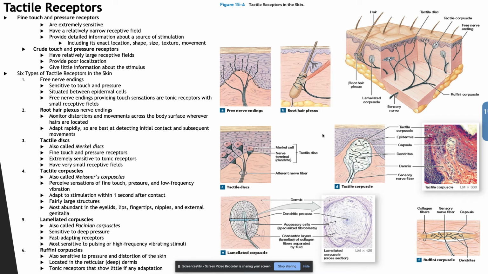Tactile discs, or Merkel discs, are fine touch and pressure receptors associated with sensitivity to shape and texture. They're extremely sensitive tonic receptors with very small receptive fields. The flattened dendritic processes of a single myelinated afferent fiber make close contact with usually large epithelial cells in the stratum basale of the skin.